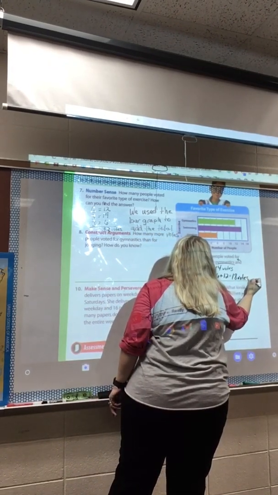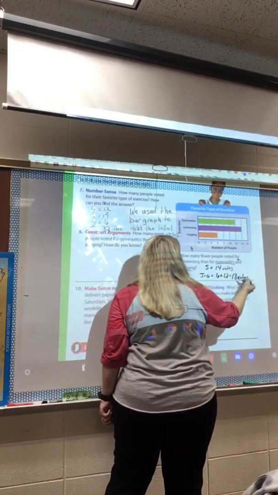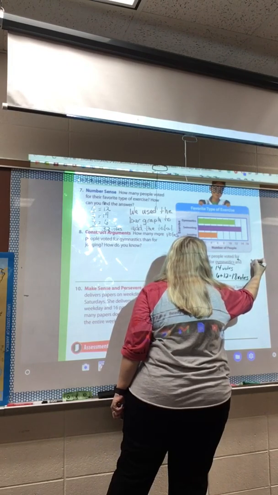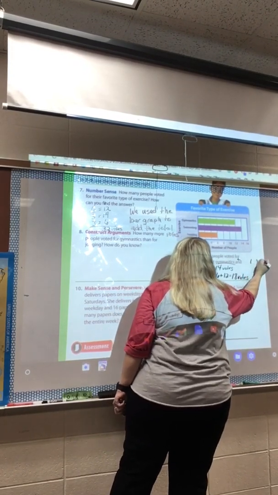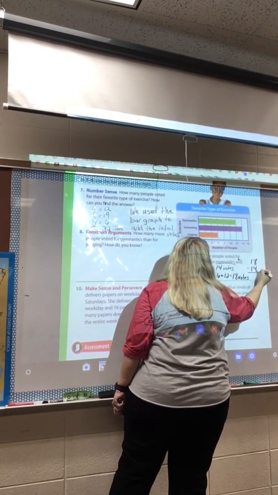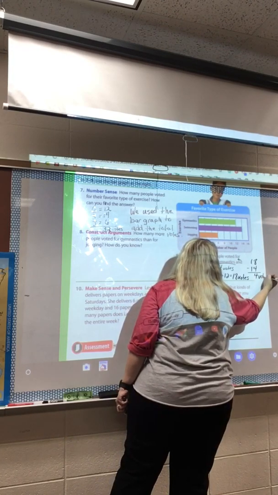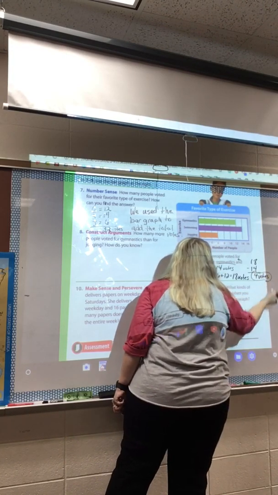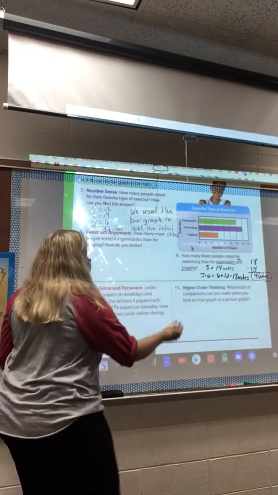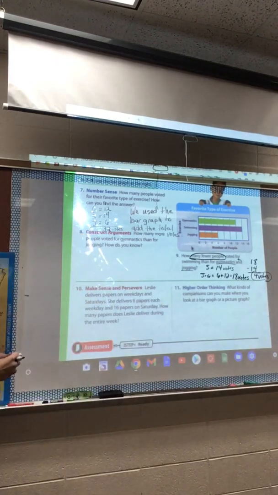Am I done? No, we had that secret question in there. Now we got to subtract what? 14. 18 minus 14. We got to put the big one on top. Subtract 8 minus 4 is what? 1 minus 1 is 0. So I got 4 votes. Okay, because it says how many fewer people voted. Good job. Make sure you're writing it down so you have an example.